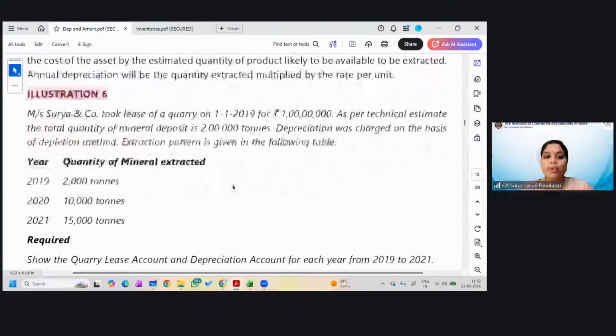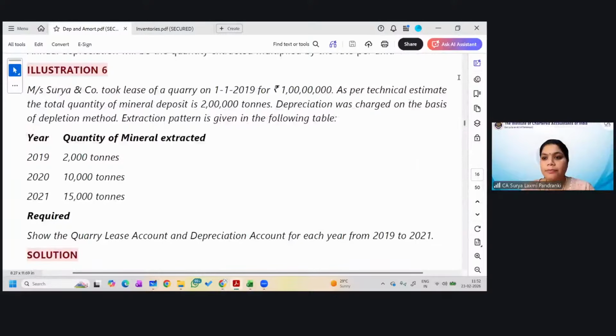Okay, next one is the depletion method. This depletion method is mostly used for mines or any minerals that are extracted. Such kinds of assets use this depletion method, wherein it depends on how many minerals you're going to extract from a particular mine or quarry, how many tons you're going to extract out of it. So the depreciation depends on that, right?